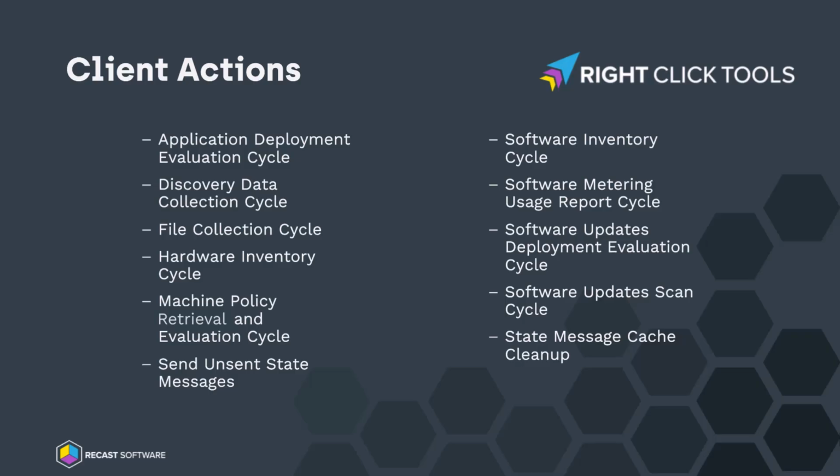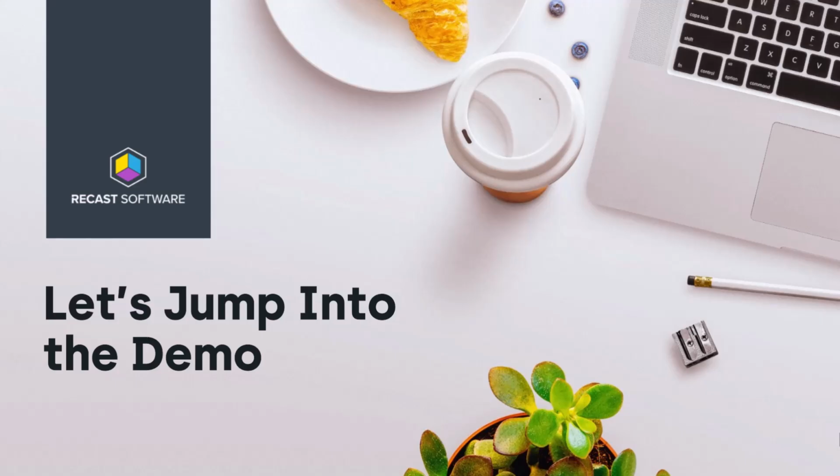Up next is the State Message Cache Cleanup. This clears state messages that are cached on the Config Manager client. And finally, we have the Windows Installer Source List Update Cycle. This prompts the Product Source Update Manager to complete a full update cycle. Now that we know what the available client actions are and what they do, let's jump into the demo.